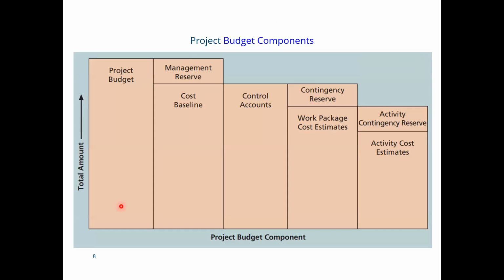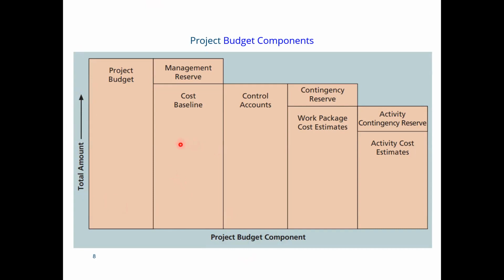This is the diagram also from your book, and this actually shows the project budget components, right? You can see here the 2 axes: the y-axis shows the total amount, and the x-axis shows the project budget component. This is from your book, figure 7.5. It shows the various components of your project budget.